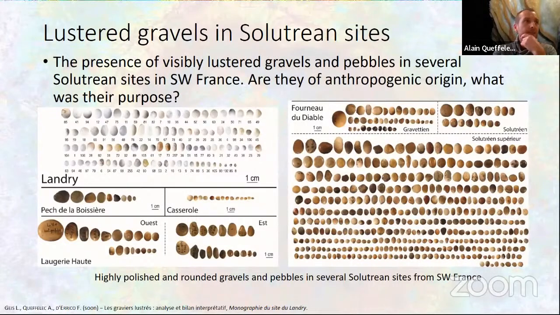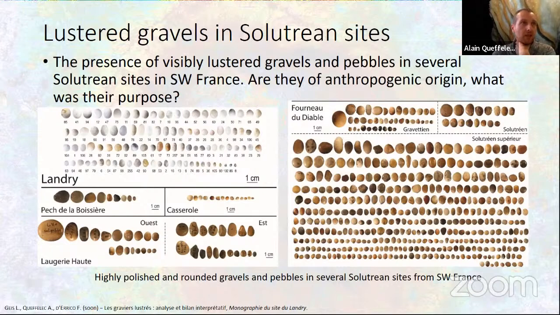Let's talk now a bit about lustered gravels in Solutrean sites, which is a work led by Jess. Here are the pictures of these gravels found in several archaeological sites in the southwest of France and recently in the open-air site of Landry. The question here is the anthropogenic origin of these artifacts and, if confirmed, the potential use of these objects.